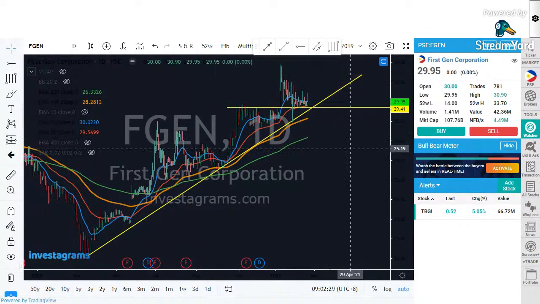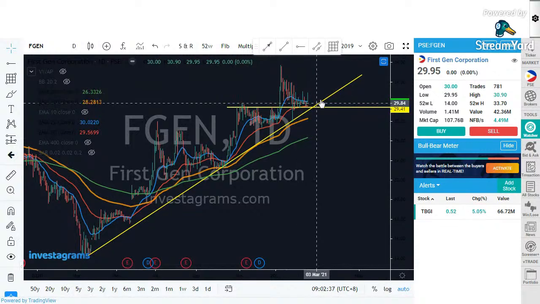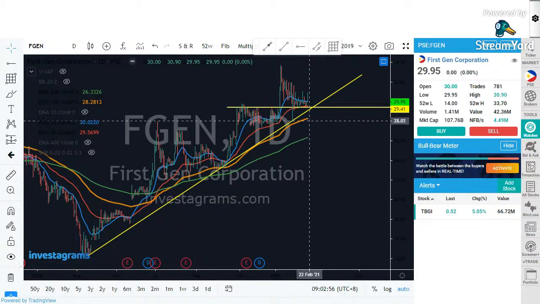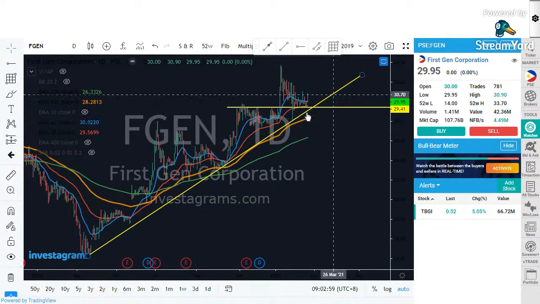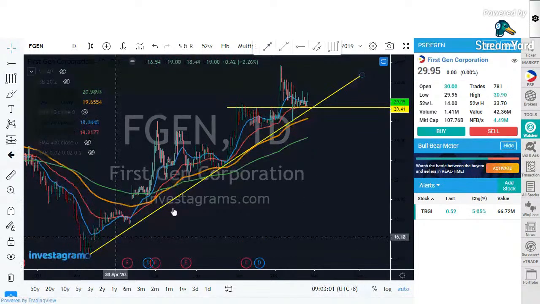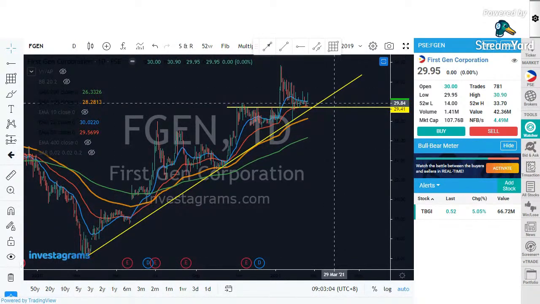So now, for me, if you have a position for FGen, you need to watch this horizontal support and inclined support maintain na hindi ma-break ni FGen in this area. Because kung ma-break ni FGen, of course, possible we will go to the next moving average, which is to 100, this orange line. So for me, we need to see this inclined support and horizontal support na hindi ma-break ni FG.